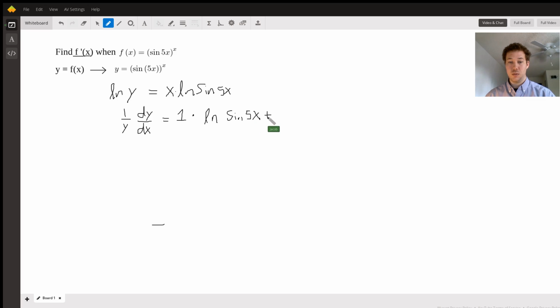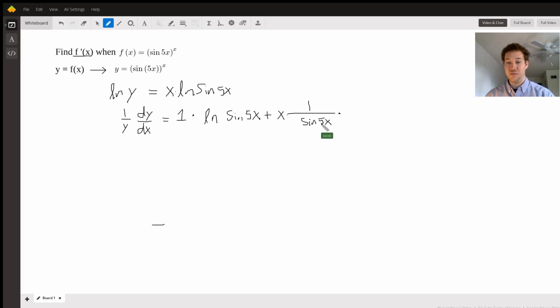Now the product rule tells us we need to add the first quantity multiplied by the derivative of ln sine of 5x. So what's the derivative of a ln function? It is simply 1 divided by whatever is inside, so sine 5x. But for this sine of 5x, we now have to apply the chain rule because it is inside of the ln function. So we need to multiply by the derivative of sine of 5x.